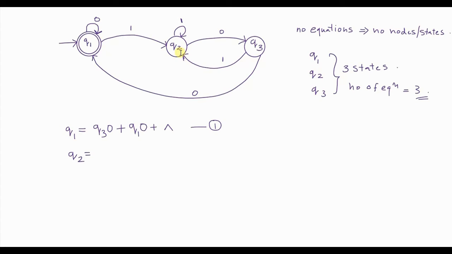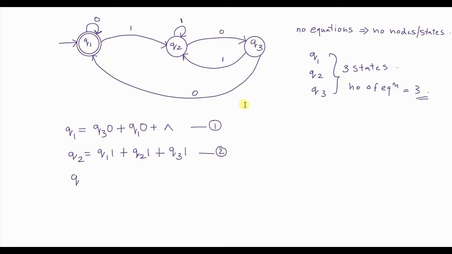So I will write down. The first term is what? How do you reach Q2? Q2 can be reached from Q1 on reading 1. So I will write here, from state Q1 on reading 1 you go to Q2. Or what is the second term? Second possibility, from state Q2 itself on reading 1 you go to Q2. Or what is the third possibility? From state Q3 on reading 1 you go to Q2. So this is the second equation.